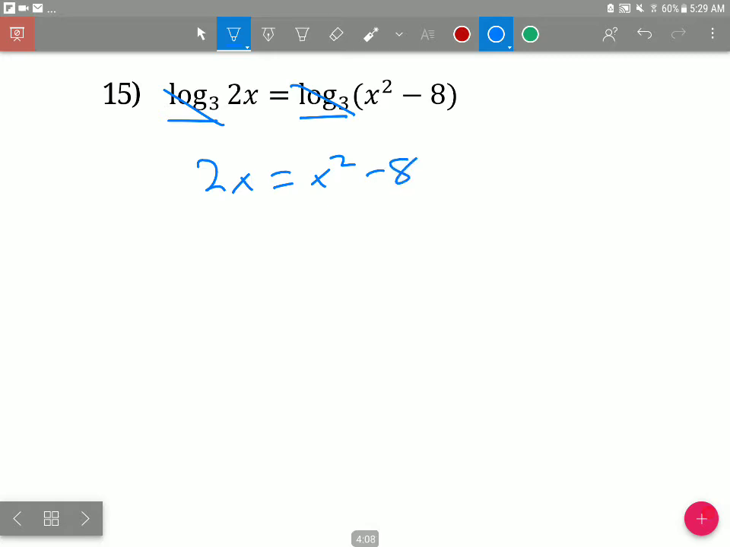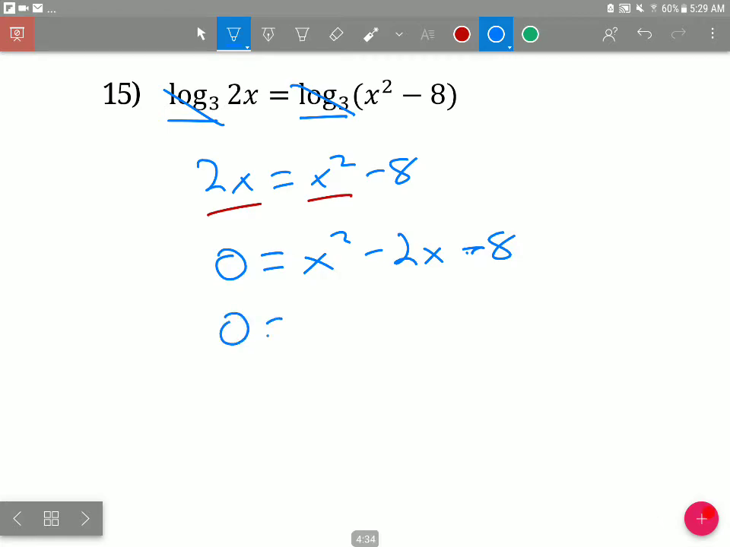All right, that's the premise of the log. The rest of this, it does get longer than this because of the x squared. Now, you have an x squared and an x. So this we have to solve by factoring or the quadratic formula or something along those lines. So get everything to one side and factor. So I'm going to subtract that 2x, so I got 0 equals x squared minus 2x minus 8.